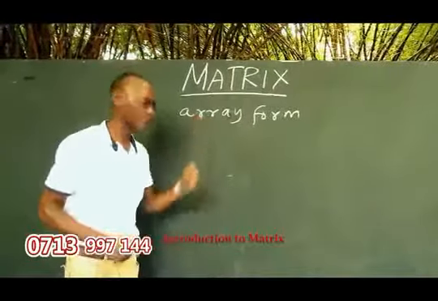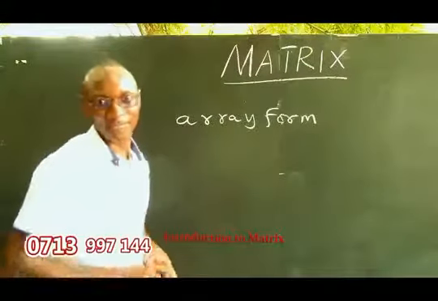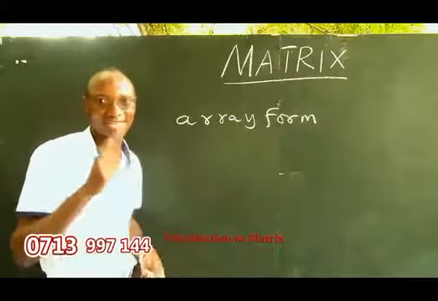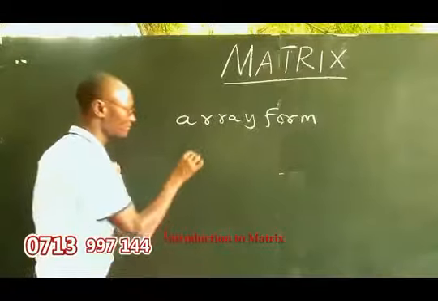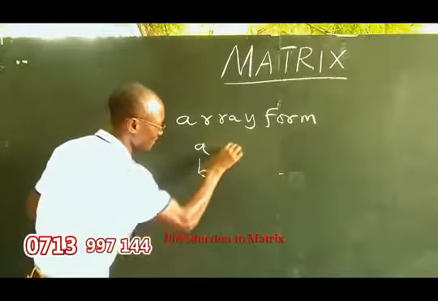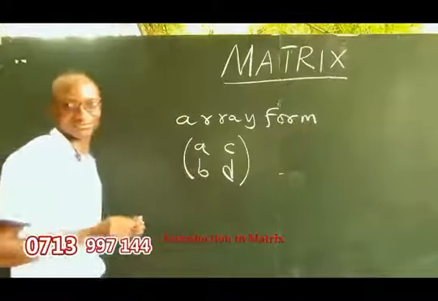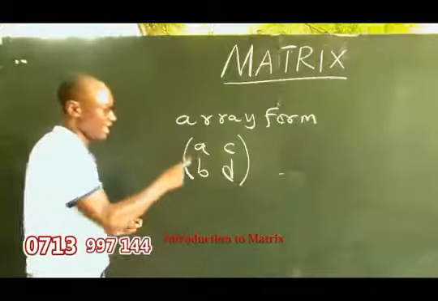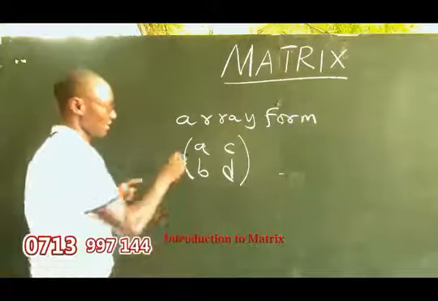And those numbers in array form or matrix form must be arranged in this way. For example, A, B, C, D. These numbers are in array form or matrix form, like this.